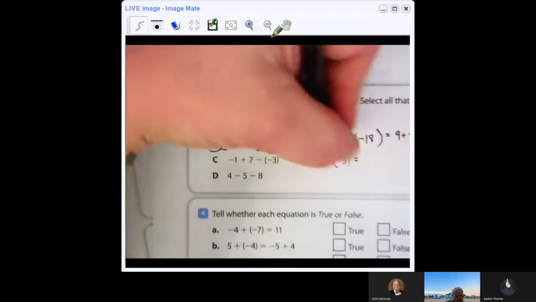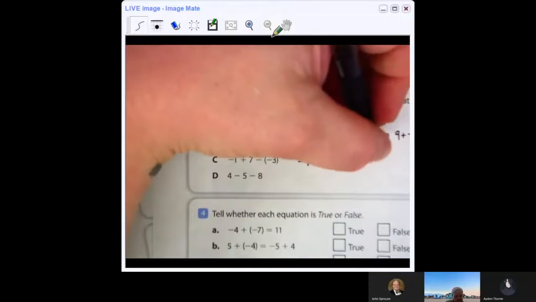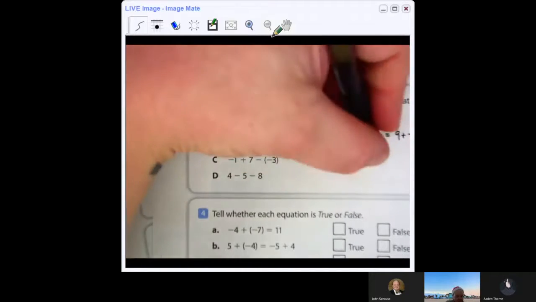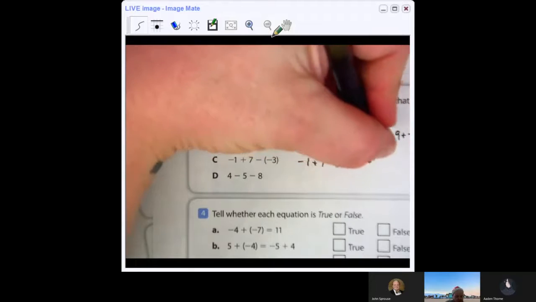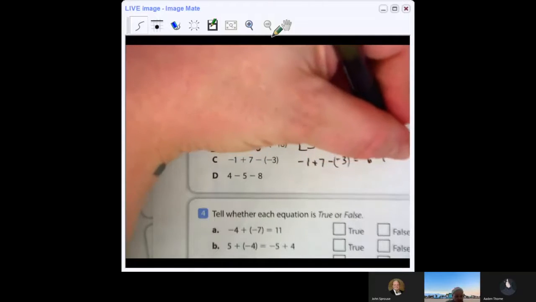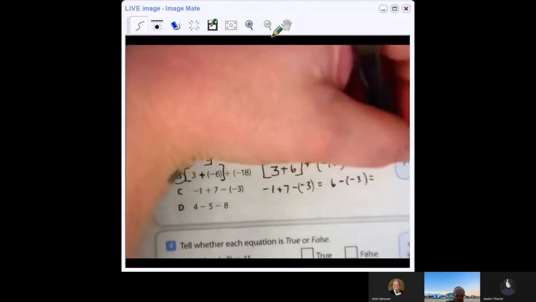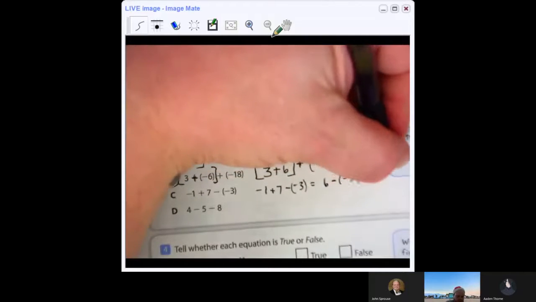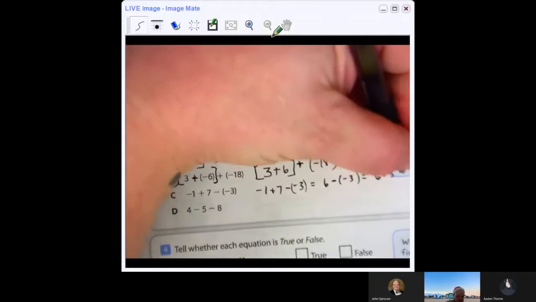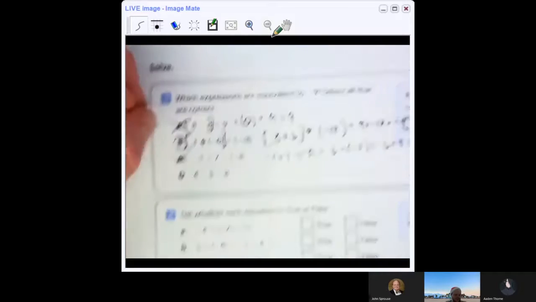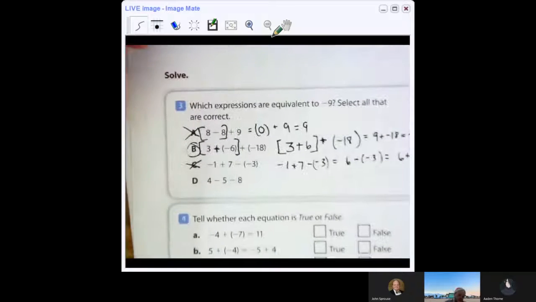Well, that's equal to negative 7 plus 1, or negative 1 plus 7, is 6 minus negative 3, which is the same thing as the addition problem of 6 plus 3, which is equal to 9, which means C does not work either. Now take a look at this.